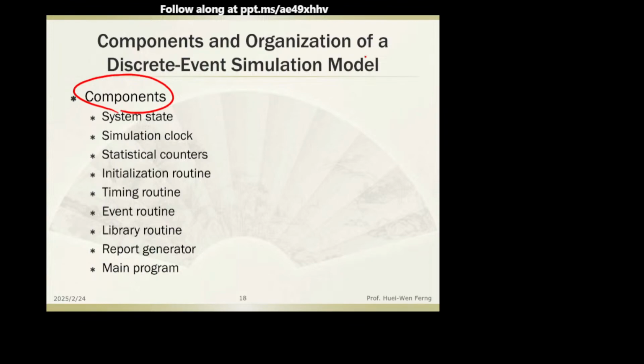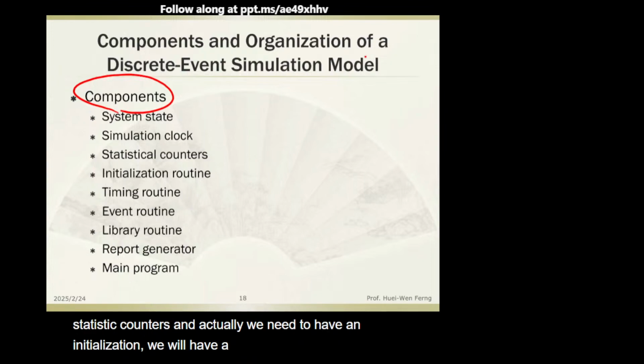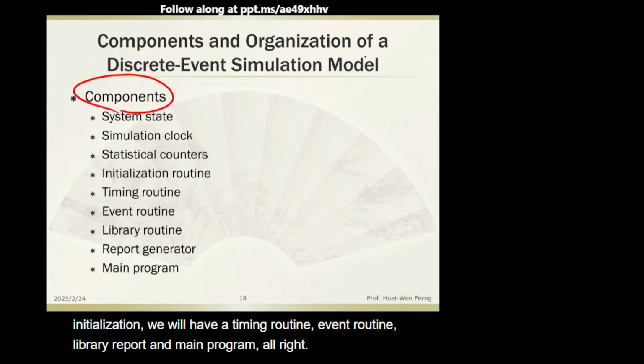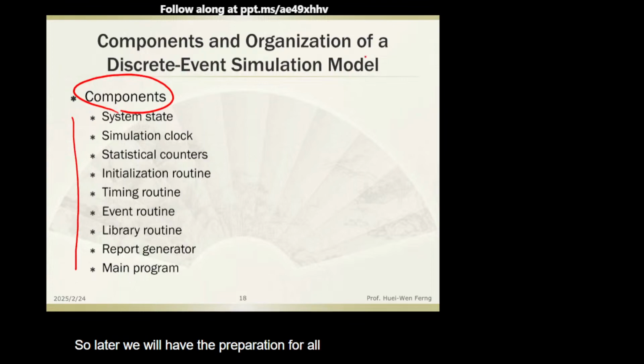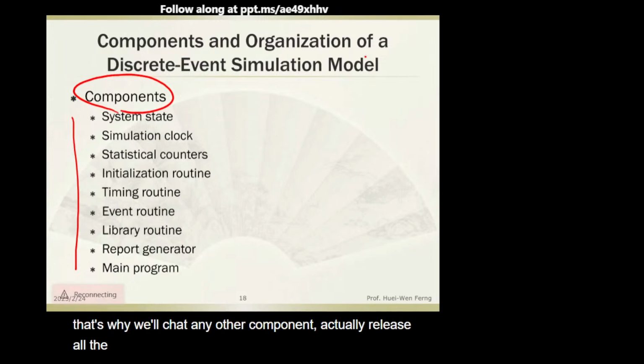So actually, we have a system state, simulation clock, and later because of measure, we will have statistic counters, and actually we need to have initialization. We will have timing routine, event routine, library report, and main program. So later we will have the preparation for all of these. That's why we will check any other component. Actually, we list all the possible components for simulation here.